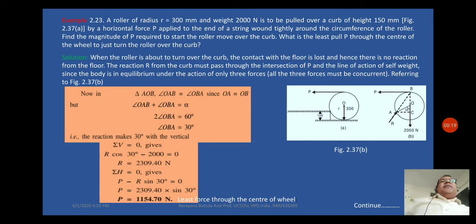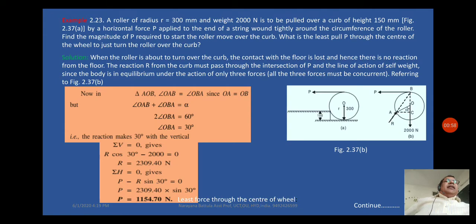A roller of radius 300 mm and weight 2000 newtons is to be pulled over a curb of height 150 mm, as shown in the figure, by a horizontal force P applied to the end of a string wound tightly around the circumference of the roller. Find the magnitude of the P required to start the roller moving over the curb.